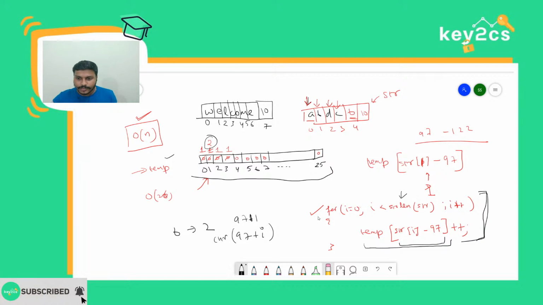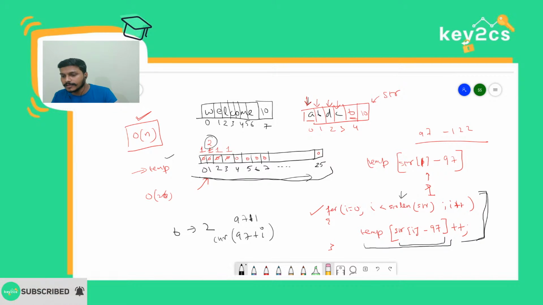You might think that there is one more loop which would scan this temp array, but if you see clearly, that loop will run only 26 times, 0 to 25 and not more. So that is a constant.